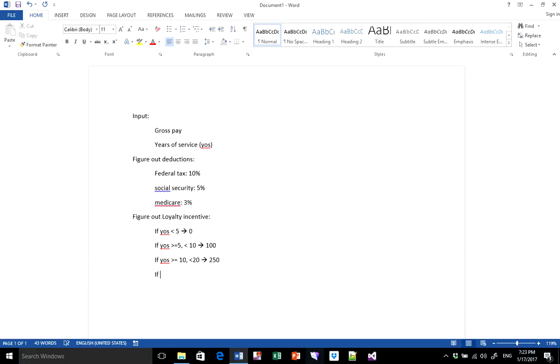The last condition is if YOS is greater than or equal to 20, then the employee gets 500 plus, for every year exceeding 20, 100.